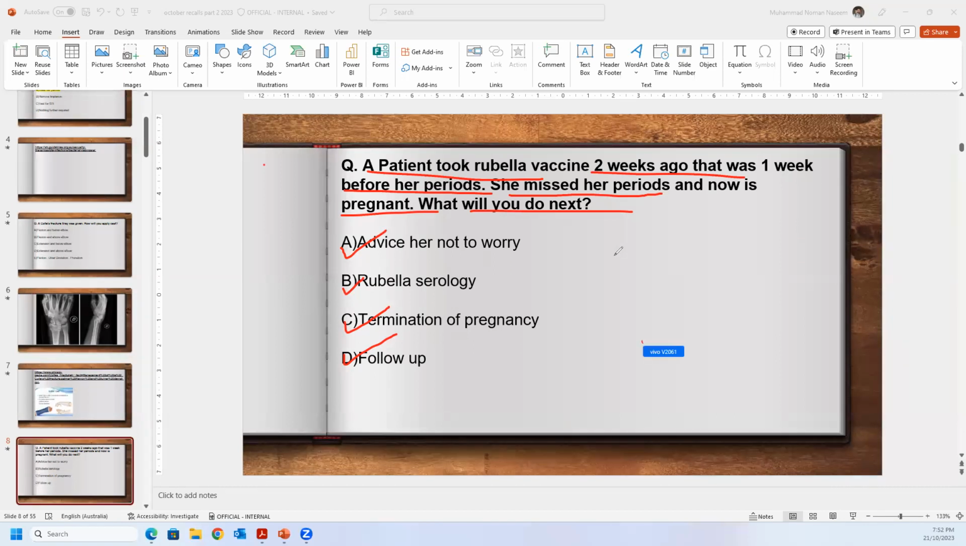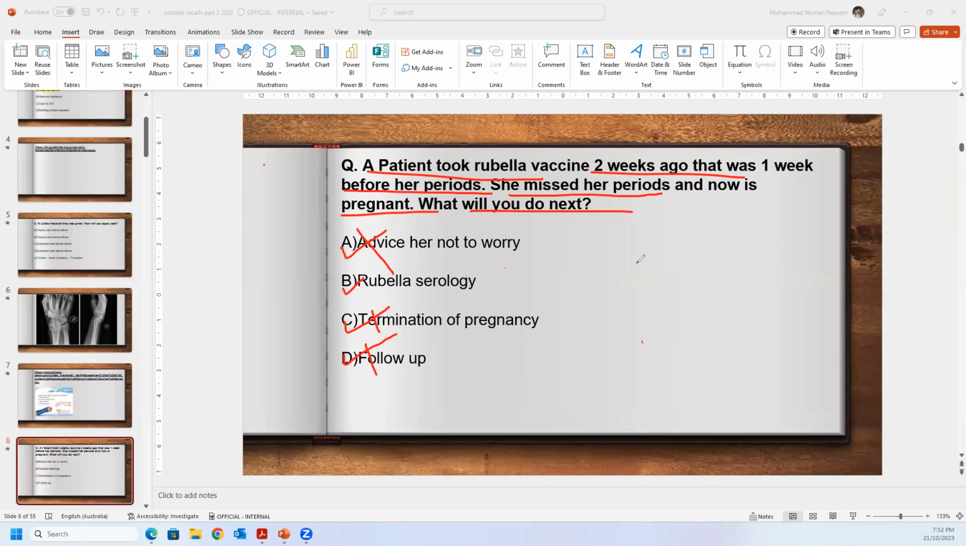All right, so follow-up is not a good advice. Follow-up for what? You haven't done anything. What do you want to follow up for this patient? Very, very vague answer. We never advise termination of the pregnancy unless we are very sure the patient has contracted rubella and it's in the first trimester and it has been transmitted to the baby as well, right? Advise her not to worry is not a good option as well.